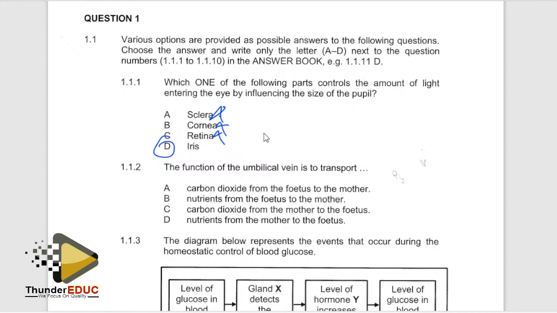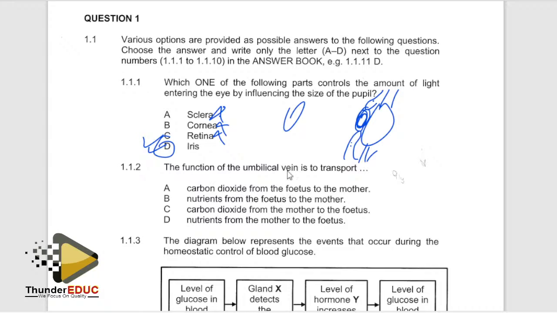Remember, I'm not going to explain that much. The eye looks like that, and then you have that. This space is what you call the pupil, which is where the amount of light is supposed to enter. But what controls it is this, the iris. So D becomes the most correct answer.